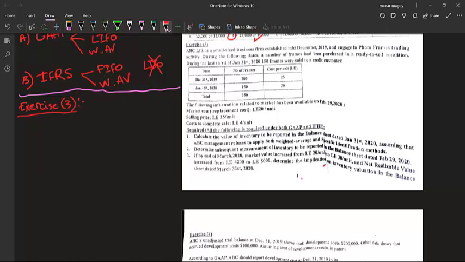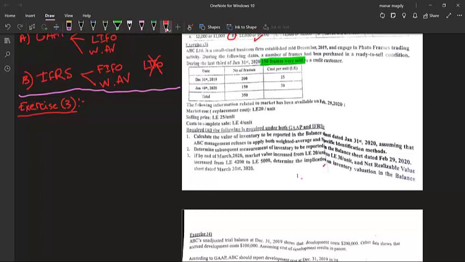We have got here an SME, ABC company. It's a firm established mid-December 2019. Its main activity is photo frames trading. During the following dates, a number of frames has been purchased in a ready-to-sell condition. During the last third of January 31, 2020, 150 frames were sold. So that is an important part of information.